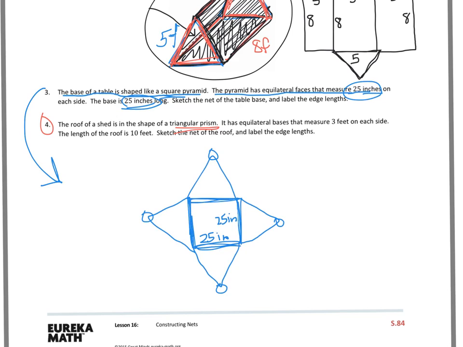Now I need to know the sides of them, or the measurements of the side. And the pyramid has equilateral faces that measure 25 inches, meaning, again, they are equilateral triangles. So all sides are going to be the same measurement. So they're all 25 inches. So there's one drawing of my pyramid, and you don't need to add these circles on the end, obviously. I'm just showing that to you to show where they're meeting up, to show that it is a pyramid. So those circles don't need to be on there for your drawing.